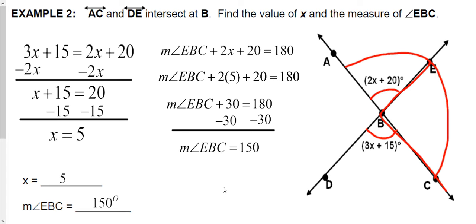Not too bad, okay? We started off with our vertical angles are congruent, got our equation to solve for x. Saw that we knew nothing about this angle except that it formed a linear pair with this one, that they got to add up to 180 degrees. So we wrote our equation that way and solved it for that missing angle.